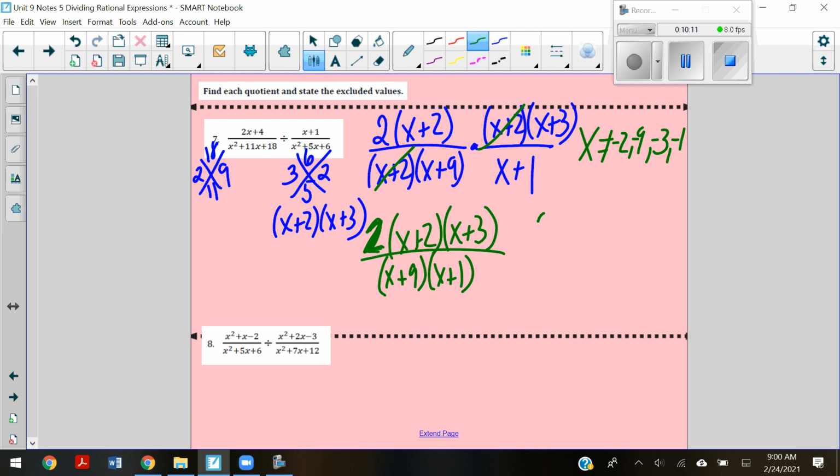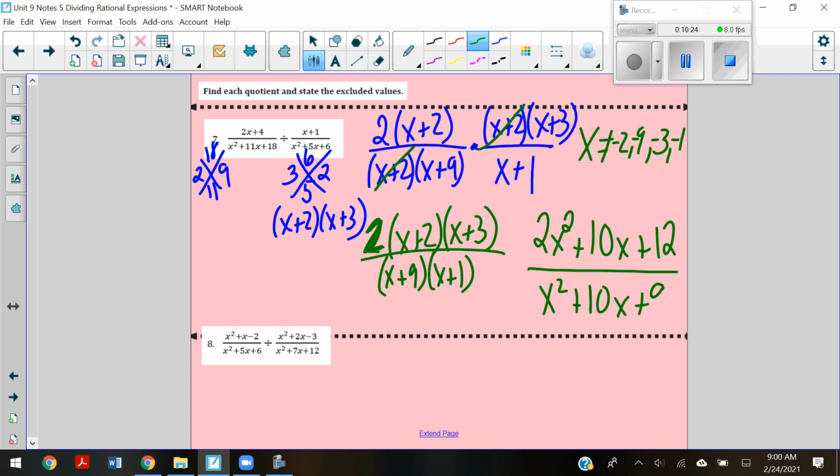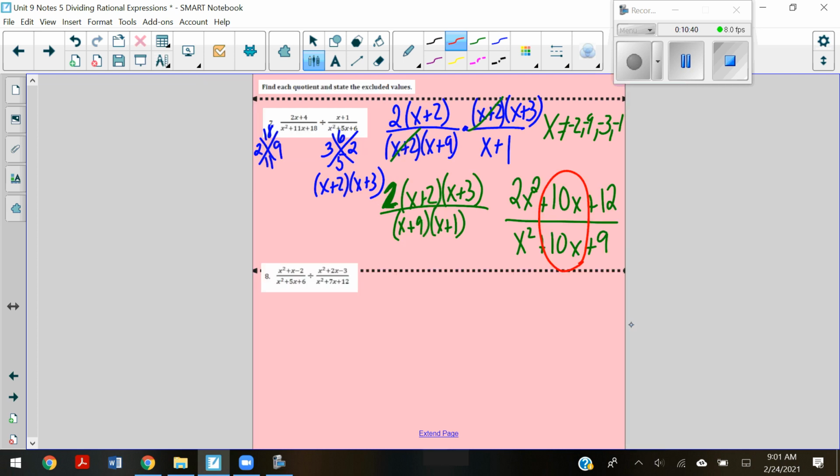All right, so when you FOIL in box method, this becomes 2x squared plus 10x plus 12 all over x squared plus 10x plus 9. Now, I really hope you're listening and not just doing this on mute. These 10x's cannot be canceled because they are being added to other terms. Do not do anything with them. Leave them as is, ladies and gentlemen.